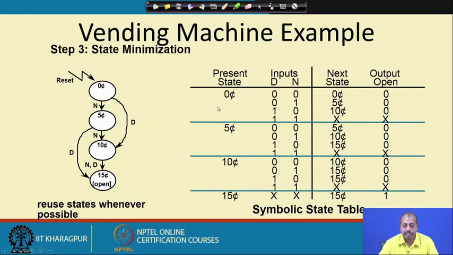After that, we code the states. Say the present state is 0 cent. If the input given is 0 0, then it remains at 0 cent, that is, no input is given and the output remains 0. Then if a nickel is given, it comes to the state 5 cent and the output remains 0. In this way you can draw the symbolic state table.